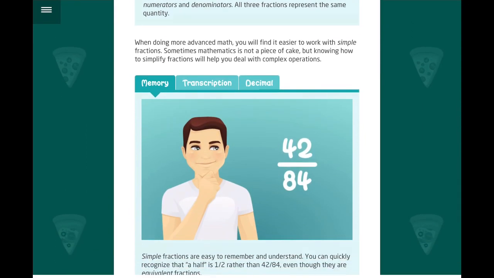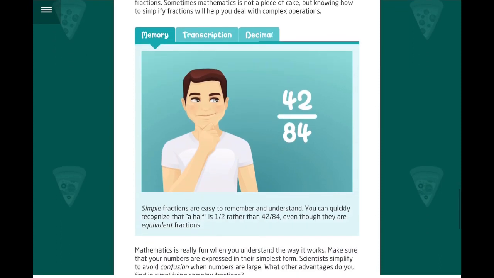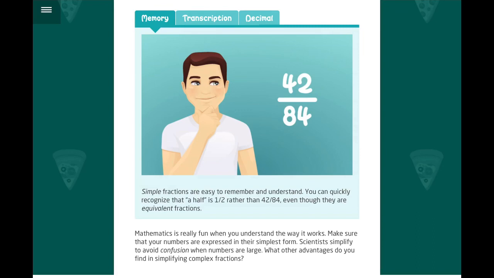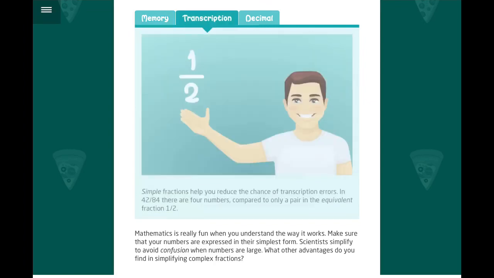When doing more advanced math, you will find it easier to work with simple fractions. Sometimes mathematics is not a piece of cake, but knowing how to simplify fractions will help you deal with complex operations. Memory. Simple fractions are easy to remember and understand. You can quickly recognize that a half is half rather than 42/84, even though they are equivalent fractions. Mathematics is really fun when you understand the way it works. So this is the memory. This is how you can remember and understand some fractions, recognizing them easier.